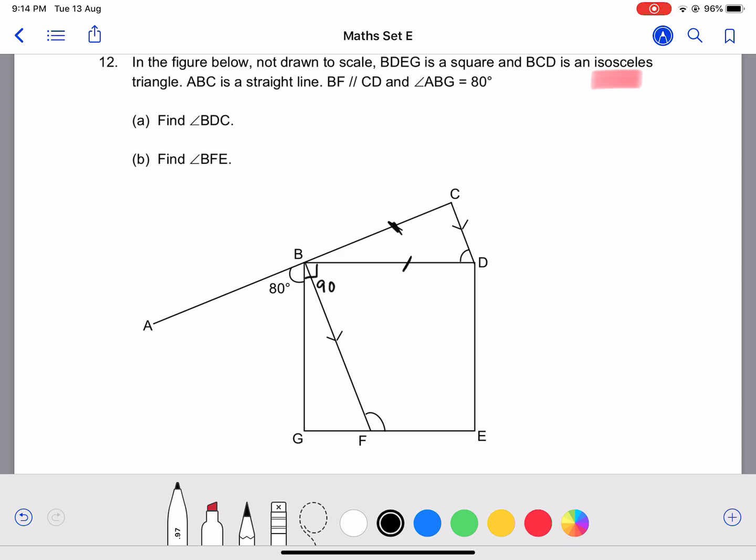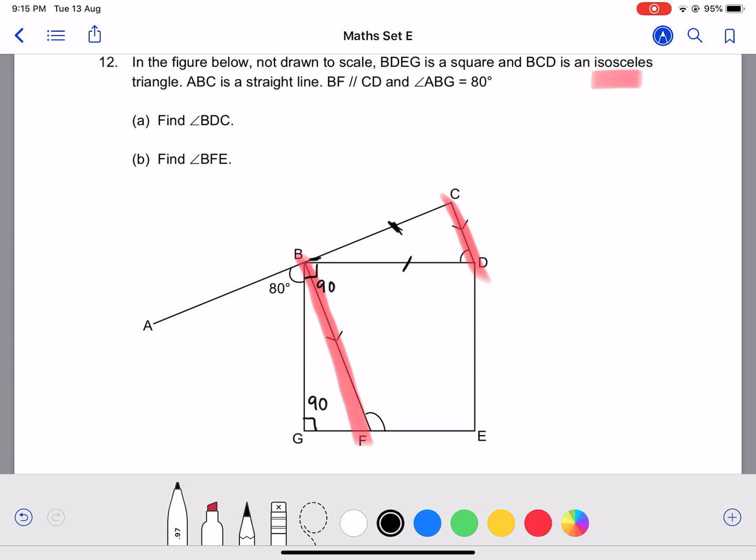Okay, I saw it. BF here is parallel to CD. There must be a reason why they said that. Probably a trapezium somewhere, I don't know. Okay, so ABG is 80 degrees. So we're going to find first all the angles that we know. Alright, starting with this one first. This is 90.